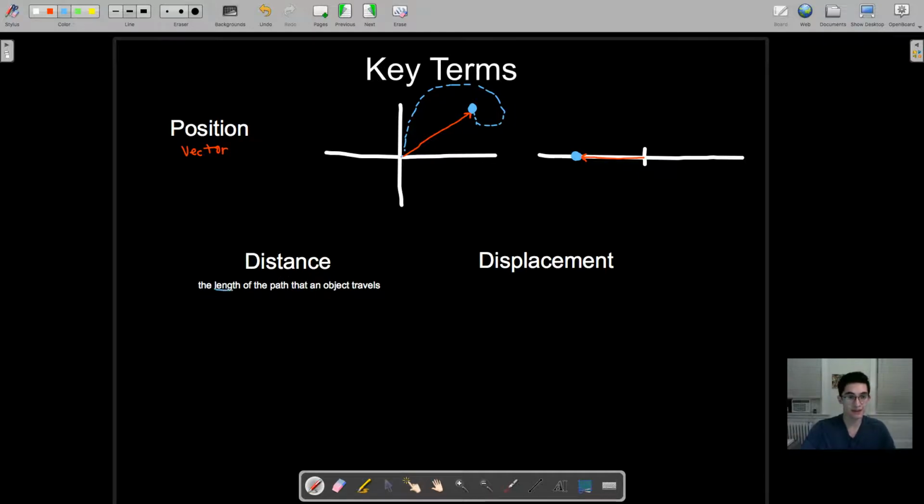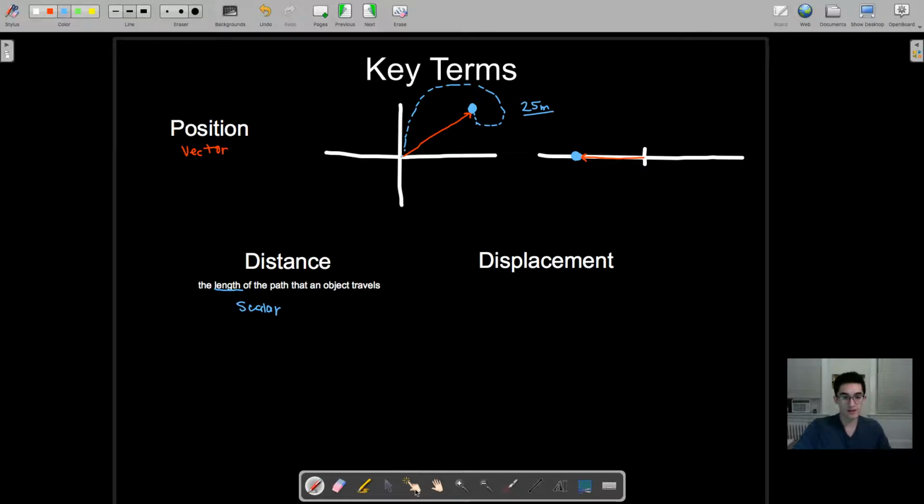All right, it is the length of the path that an object travels. That's how we define distance. And distance is what we consider a scalar. It does not have any direction associated with it. It is just a number. So if the length of this squiggly line is, say, 25 meters, then 25 meters is our distance. It doesn't have any direction. The direction that the object is traveling is actually kind of constantly changing in this instance.